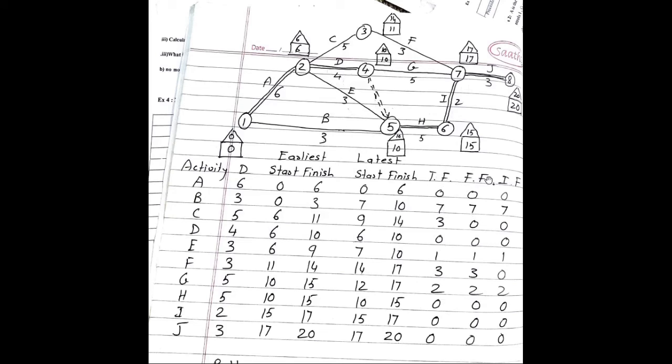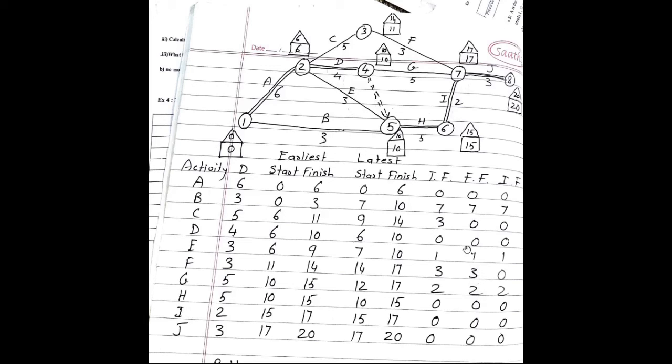To calculate free float, we have to subtract 6 minus 0. That becomes 6. 6 minus 6 becomes 0. For this activity, we will find 1 to 5. That is nothing but B activity. So this is 10 minus 0 becomes 10. 10 minus 3 becomes 7. So free float for activity B is 7.